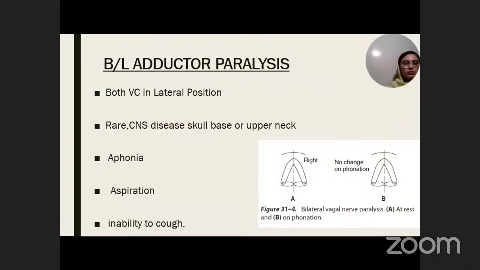Now we will discuss bilateral adductor paralysis. In this case, both vocal cords will lie in lateral position. It's rare and occurs in CNS diseases, skull base or upper neck lesions. Patient will present with loss of voice like aphonia, aspiration, and inability to cough. It occurs in lesions of the vagus, both recurrent laryngeal and superior laryngeal nerve.